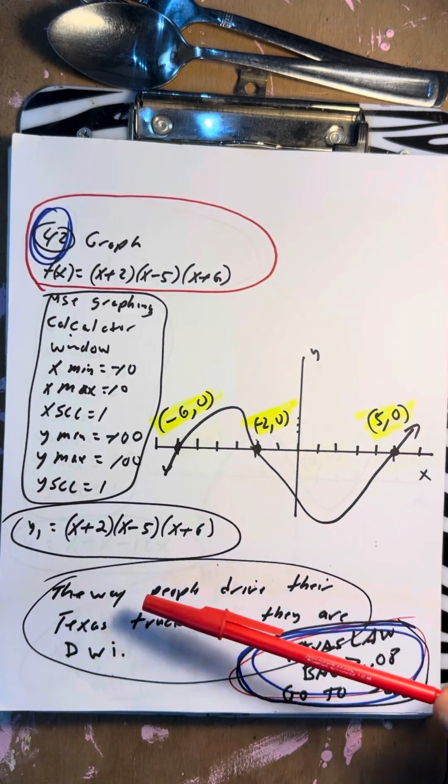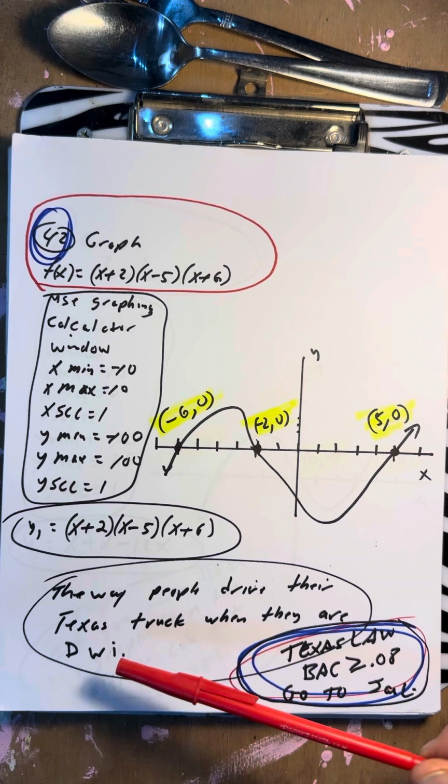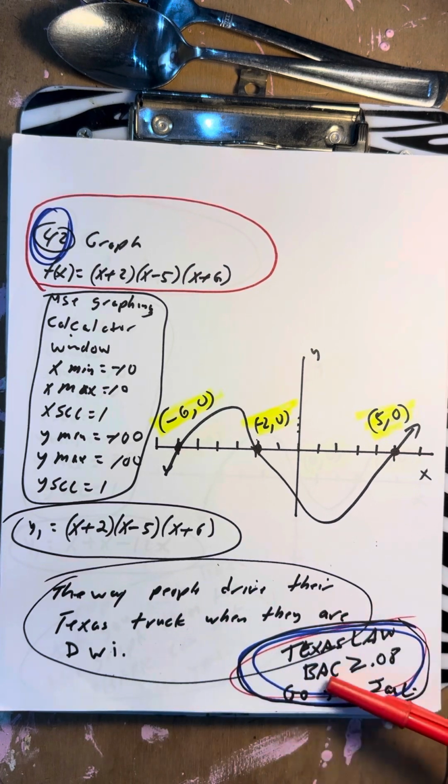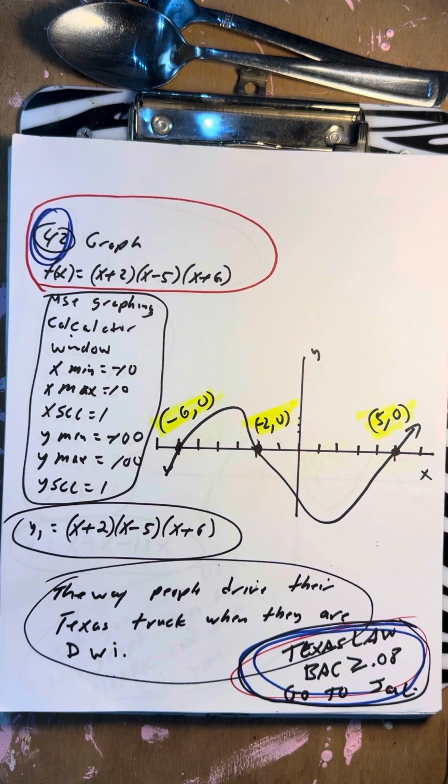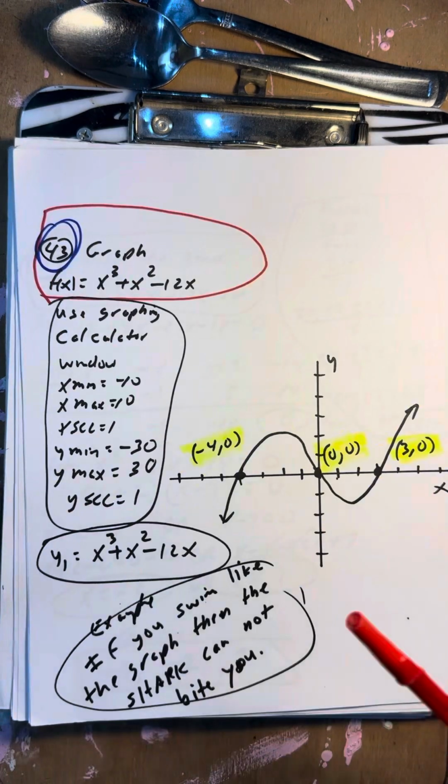This is the way people drive their Texas truck when they are DWI. Man, it's Texas law, BAC, blood alcohol concentration more than 0.08, go to jail. Don't be on the street, go to jail.